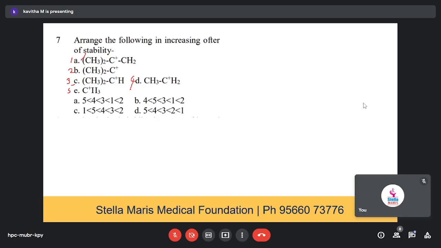So in A and D, the same 5 and 4 are there. And the next you go for the highly stable one. 1 is the highly stable one because we have 3 carbon atoms attached. It is tertiary, right? So 1 will be the highest one. So the answer will be D. Yeah, it is D.